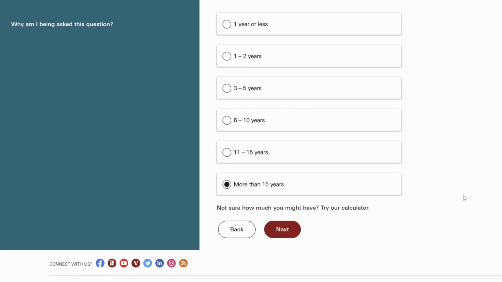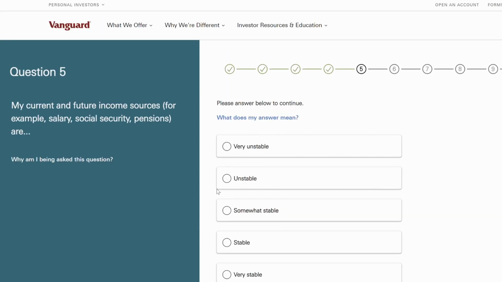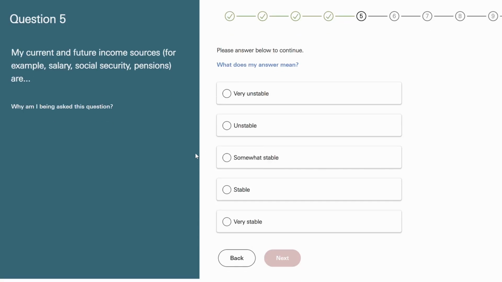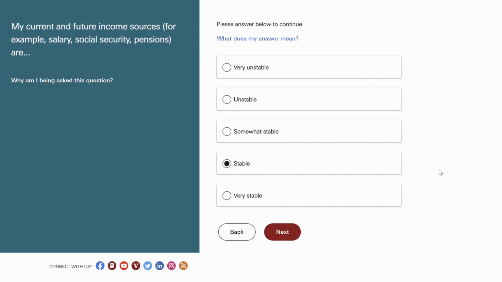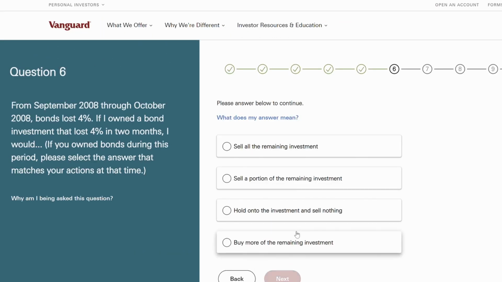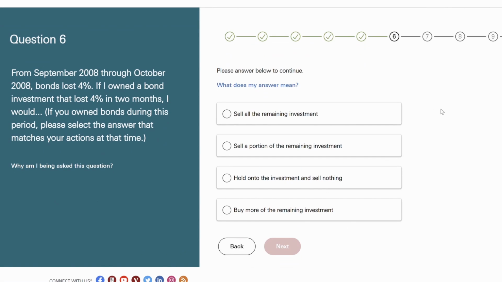Let's say you're early on the path to financial independence. Question 5. My current and future income sources, for example, salary, social security, pensions are, so we're going to go ahead and just put stable. So you have a pretty good job, it's not crazy, you're not going to get fired yesterday. All right, question number 6. Through that time, bonds lost 4%. If I own that bond and I lost 4%, what would I do, basically is what it's saying. I would not sell it off, because why would you sell it at a loss? If that's your asset allocation and it didn't go too much out of whack, then you would just hold on to the investment and sell nothing.